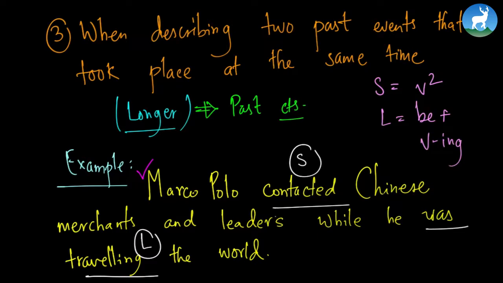Marco Polo contacted Chinese merchants. So that is an event and that is very short. Contacting some person is a short event. And the leaders, while he was traveling the world, his main mission was traveling the world. I can give you another example. She burned herself while she was cooking dinner. So the cooking process is the longer of the events, while burning oneself is obviously the shorter event, because one cannot burn oneself for a long time. That is both grammatically and semantically incorrect. You see, for longer event we use the past continuous tense, and for the shorter one we use the simple past tense. Easy as that.